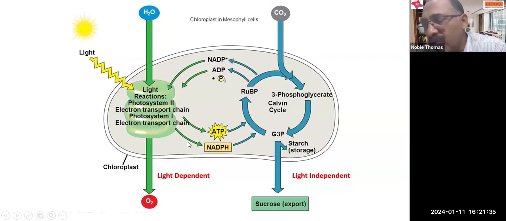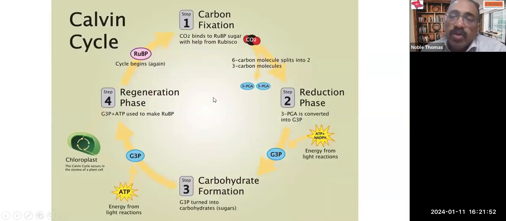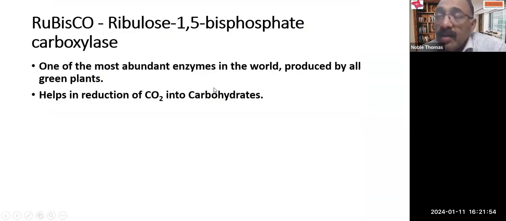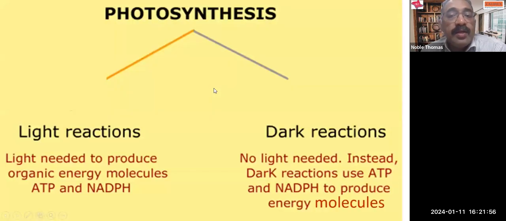water will be split to release hydrogen from it, and complex chemical reactions in the presence of Rubisco convert carbon dioxide plus hydrogen into glucose. Okay, and that glucose cannot be stored in the plant, so the glucose subsequently will be converted into starch, and the starch will be stored in the plant.